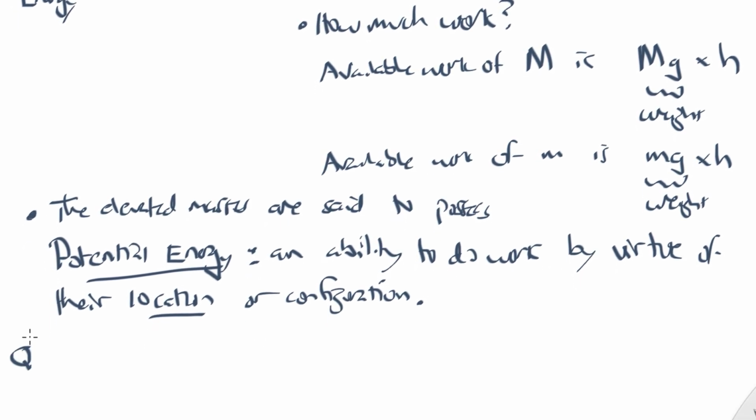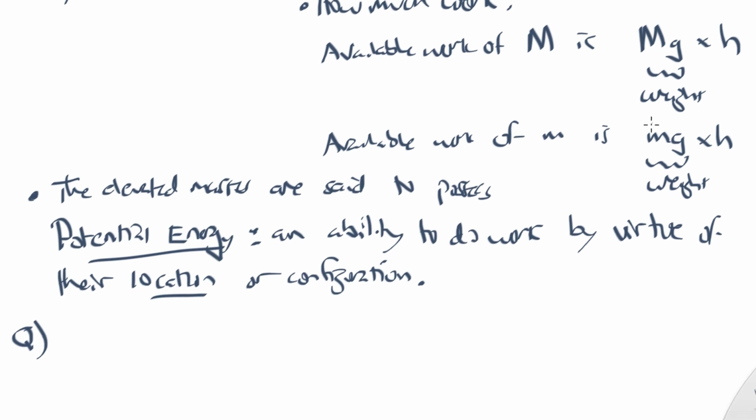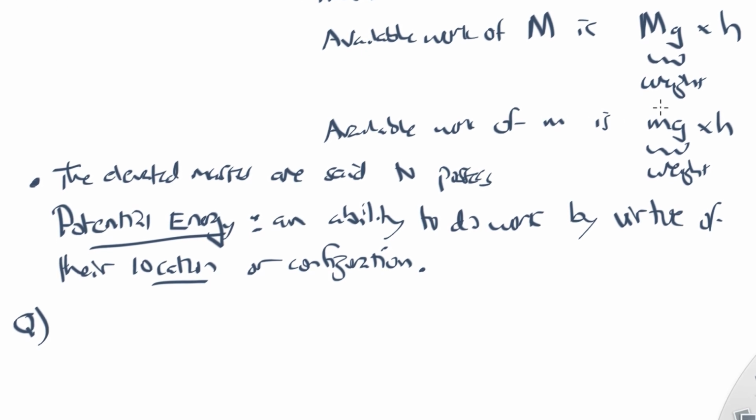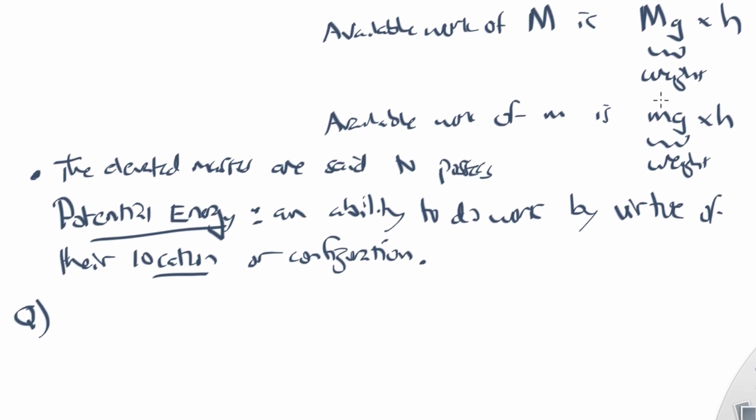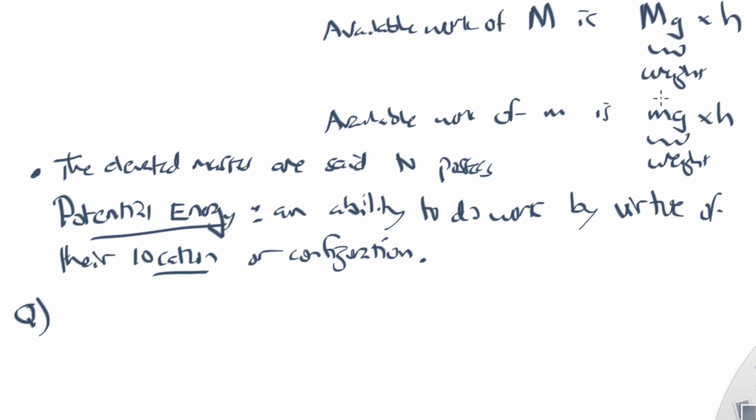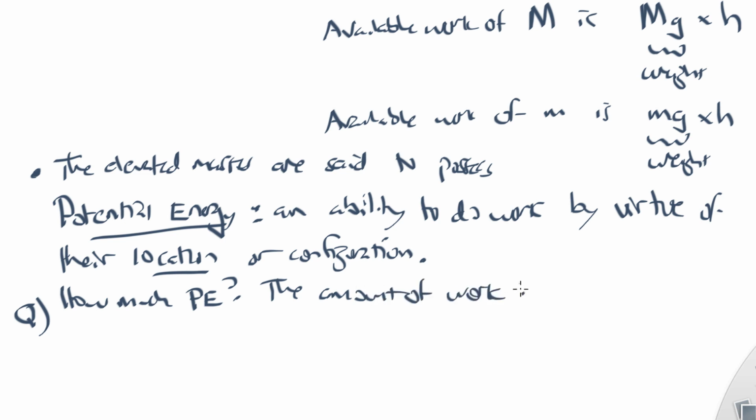So the question naturally arises, how much potential energy does a body or a system of bodies contain? Well, the potential energy they contain is precisely equal to the work that it took to put them into that configuration. So how much potential energy? I'll write PE for potential energy. Precisely the amount of work. The potential energy is equal to the amount of work it took in order to put them into that configuration.